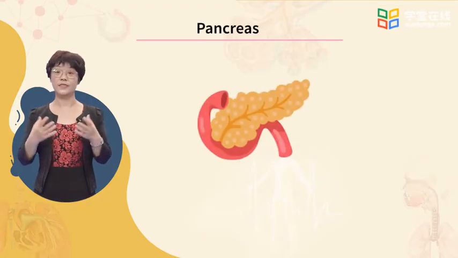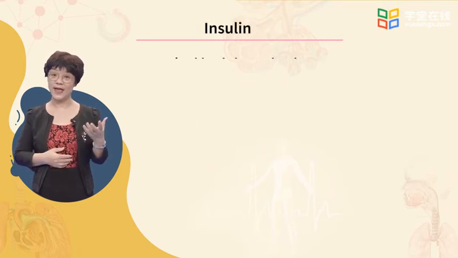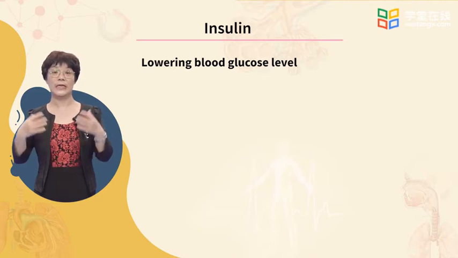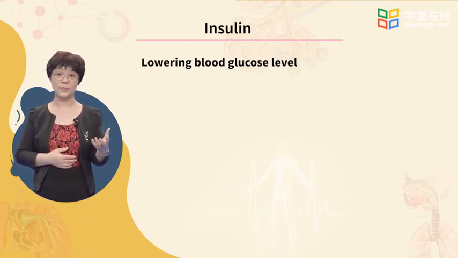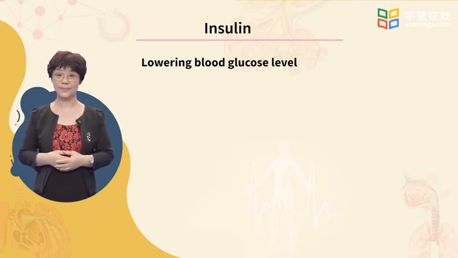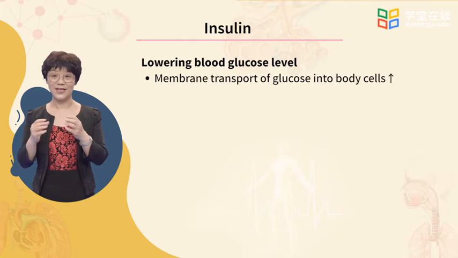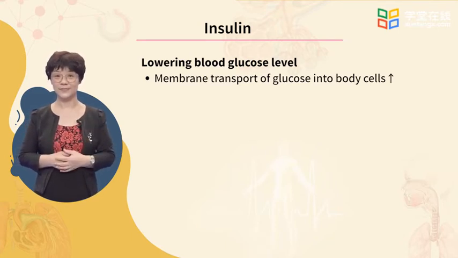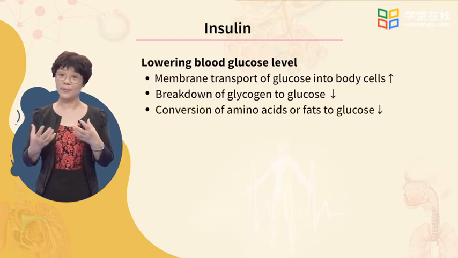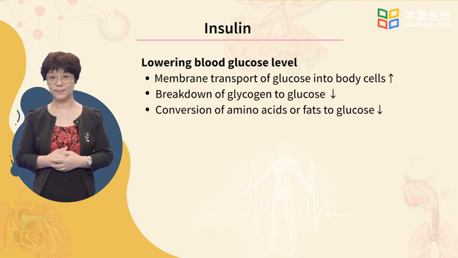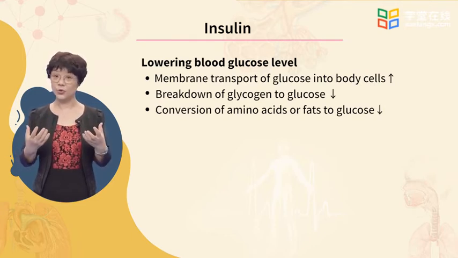Insulin is synthesized and secreted by the beta cells of islets of Langerhans in the pancreas. Its main effect is to lower blood glucose levels, but it also influences protein and fat metabolism. Circulating insulin brings down blood glucose in 3 ways. It enhances membrane transport of glucose and other simple sugars into most body cells, especially muscle and fat cells. Insulin inhibits the breakdown of glycogen to glucose and the conversion of amino acids or fats to glucose. These inhibitory effects counteract any metabolic activity that would increase plasma glucose.